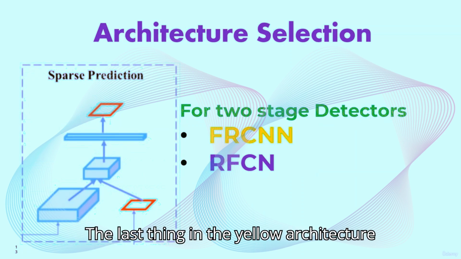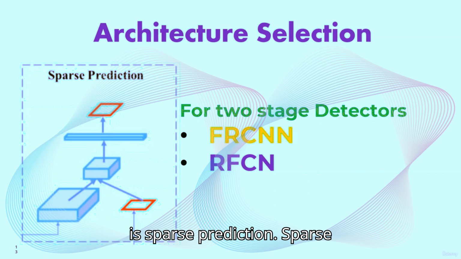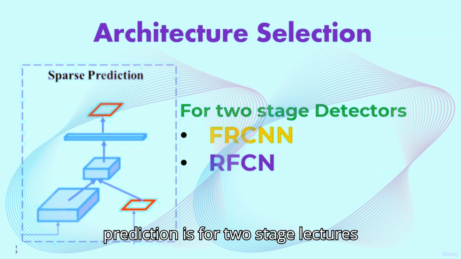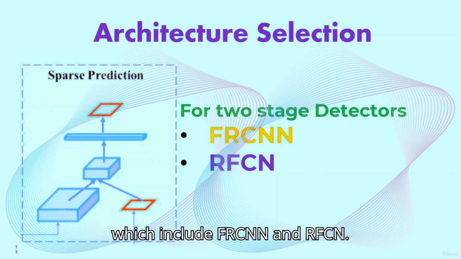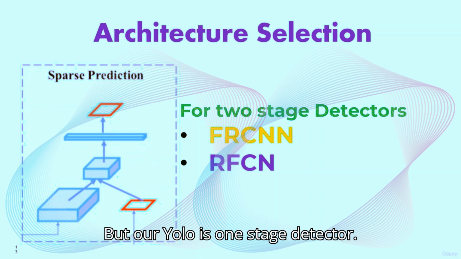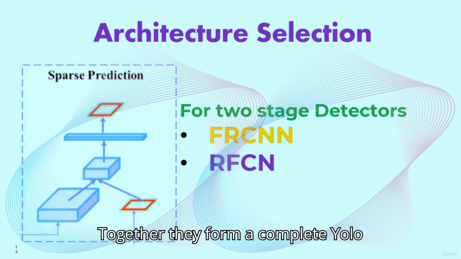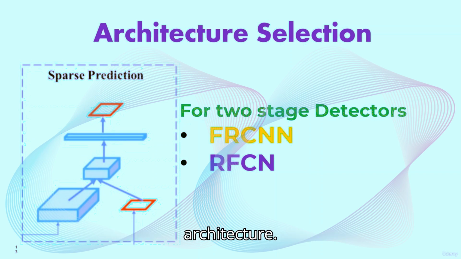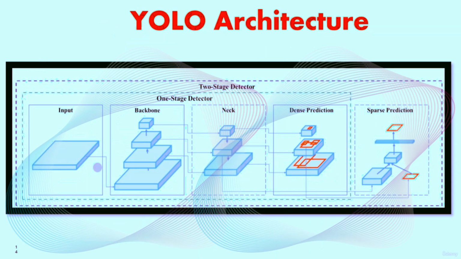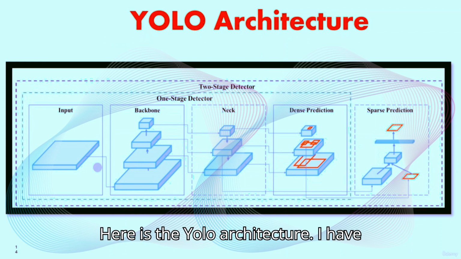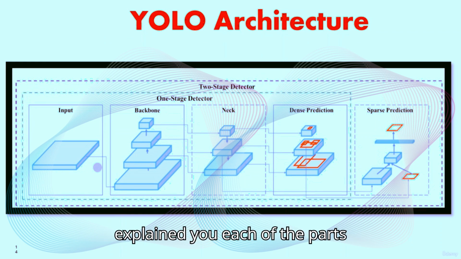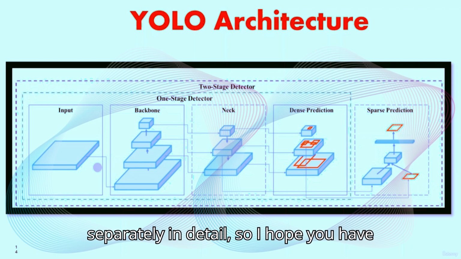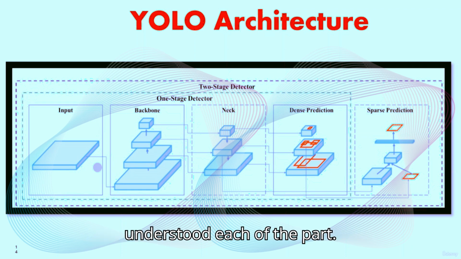The last thing in the YOLO architecture is sparse prediction. Sparse prediction is for two-stage detectors, which include FRCNN and RFCN, but our YOLO is a one-stage detector. Together they form a complete YOLO architecture. So here is the YOLO architecture. I have explained each of the parts separately in detail, so I hope you have understood each of the parts.